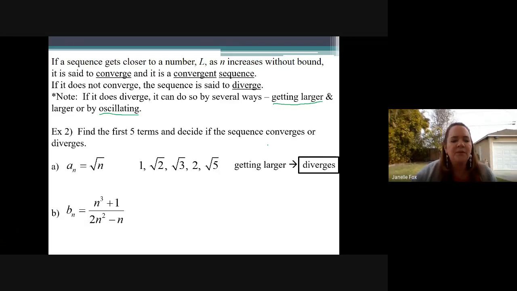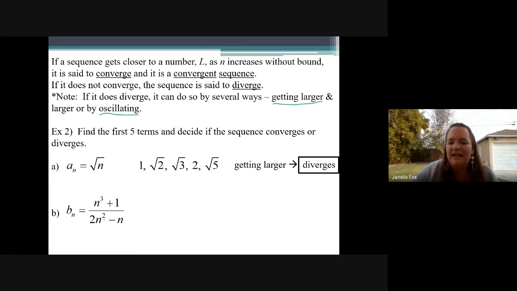Like super cool. All right, let's do part B of this question. Part B says b sub n is n to the third plus 1 over 2n squared minus n. Okay, so I guess I'm just going to have to plug in some of these numbers and see what happens.